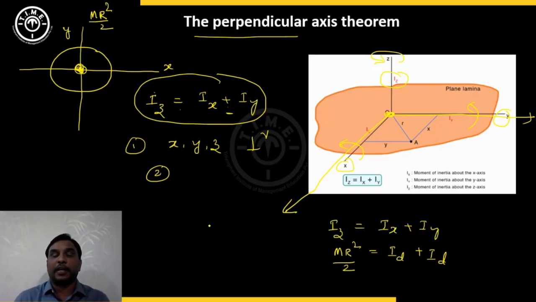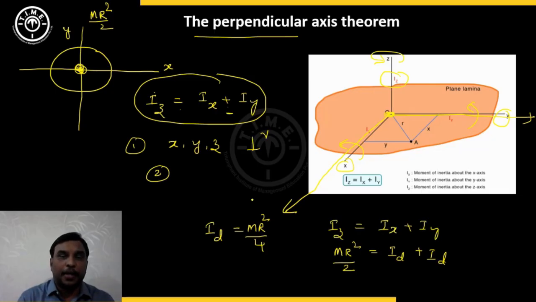From here you can calculate the moment of inertia of a disk about the diameter, which is MR square by 4. Like this, we can calculate the moment of inertia of a given rigid body about an axis by using the perpendicular axis theorem. And one more theorem, that is the parallel axis theorem.